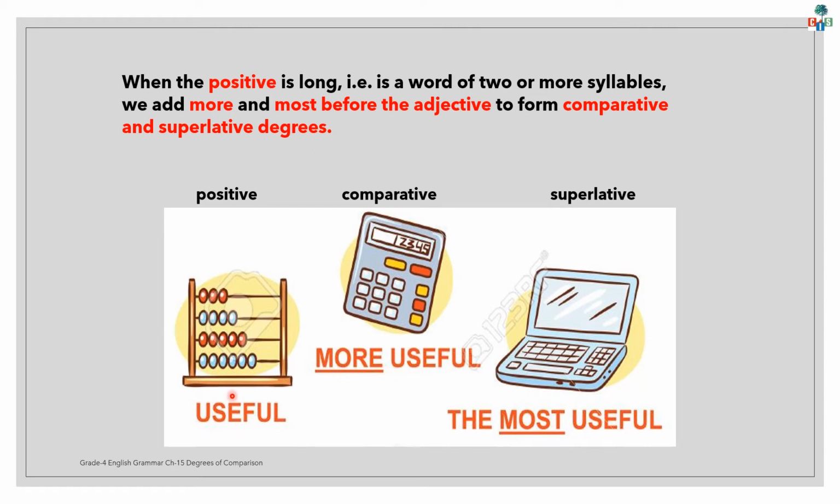For example, useful. And for this word, we don't use ER to form the comparative degree. We will use more before this adjective. Useful, more useful for the comparative degree and for the superlative degree we will use most. Useful, more useful, the most useful. There are few words which don't take ER and EST at the end. For example, beautiful. More beautiful, most beautiful. Difficult, more difficult, most difficult.